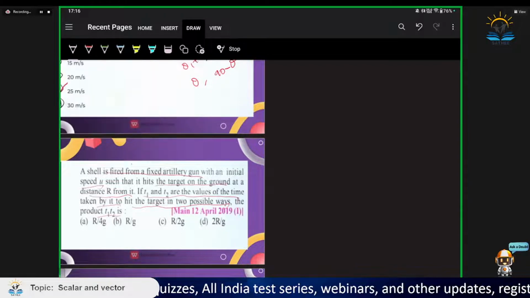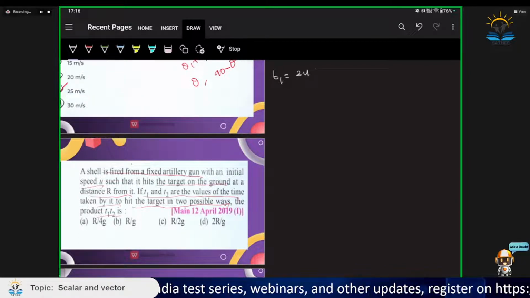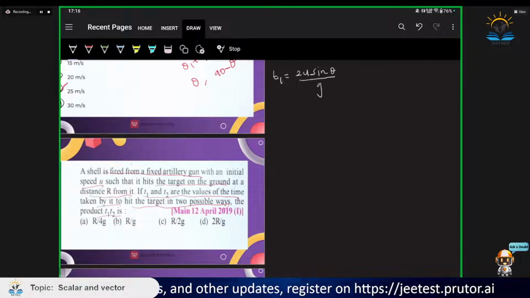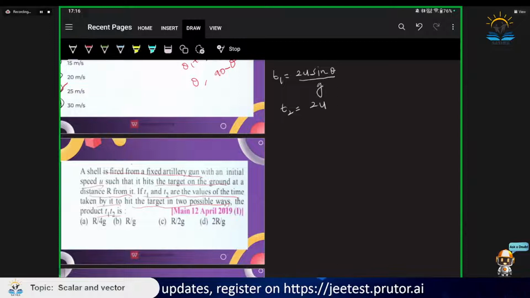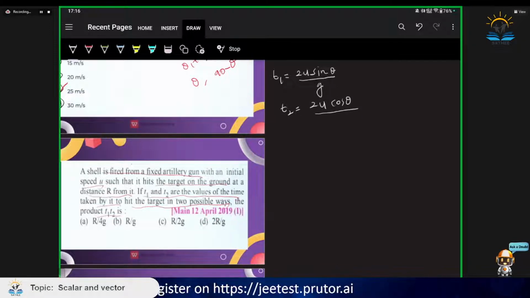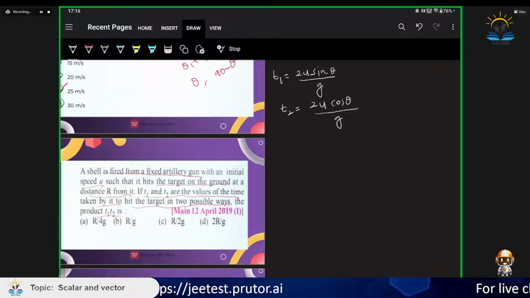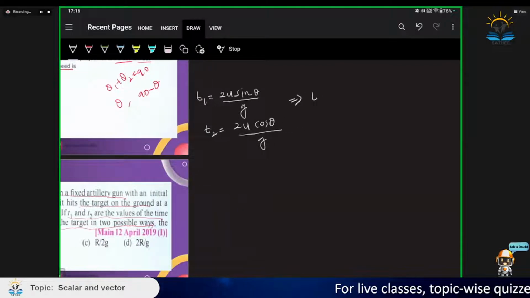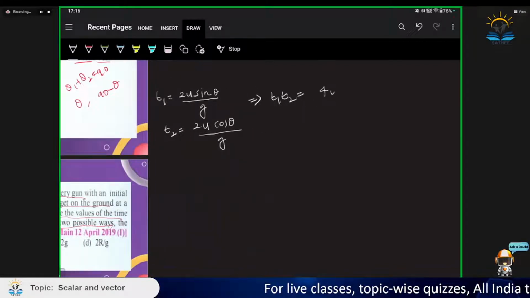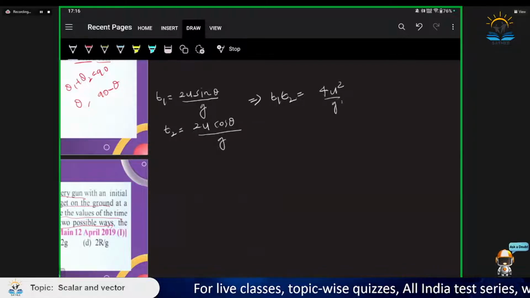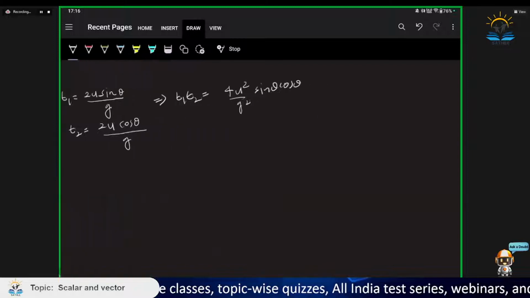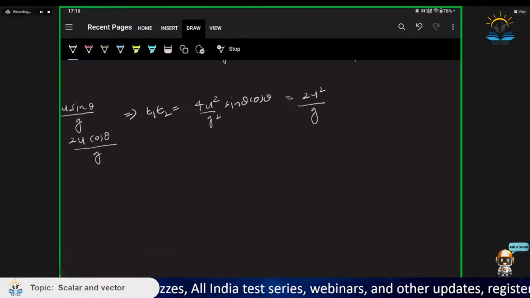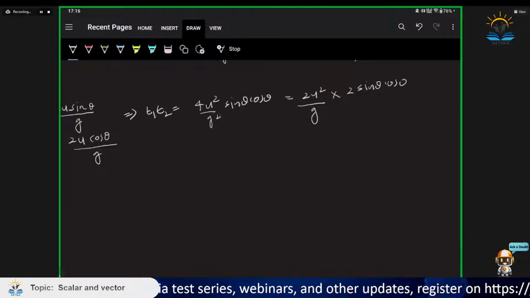Let's solve this. For the first case, T1 will be 2u sin theta divided by g. And T2 I can write as 2u sin (90 minus theta), that will be cos theta. Why am I taking 90 minus theta? Because the angles will be complementary, as the ranges are the same. So T2 is 2u cos theta by g. Here I am multiplying equations 1 and 2, so I will get T1 T2 equal to 4u square divided by g square into sin theta cos theta. Here I can write it as 2u square by g into 2 sin theta cos theta divided by g.